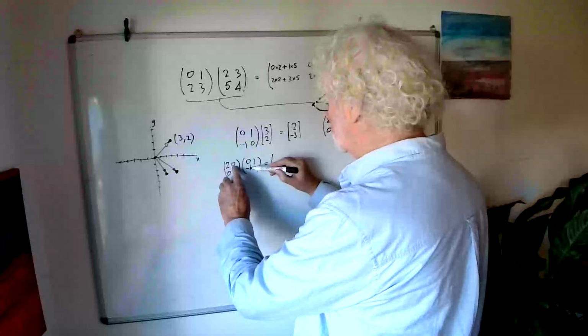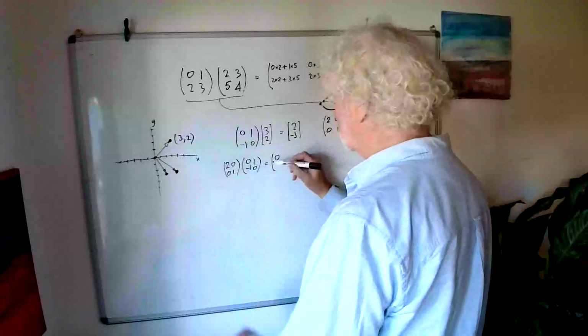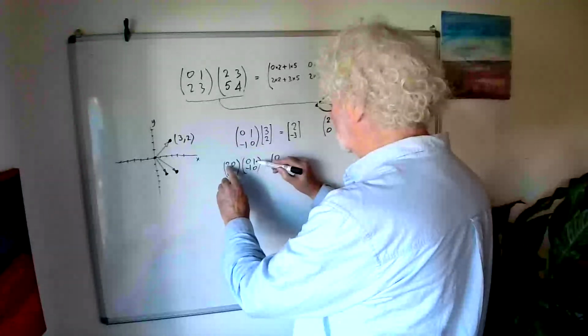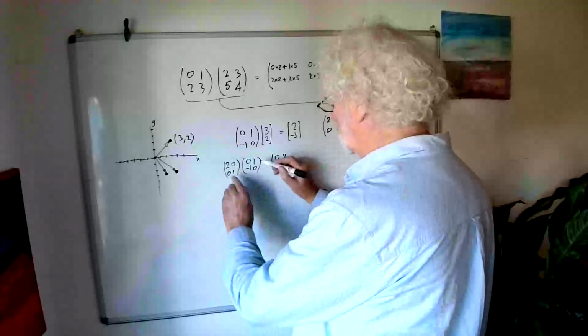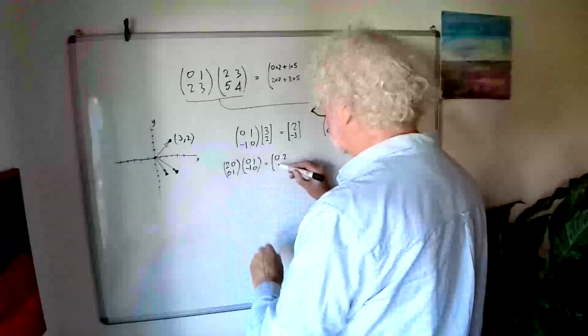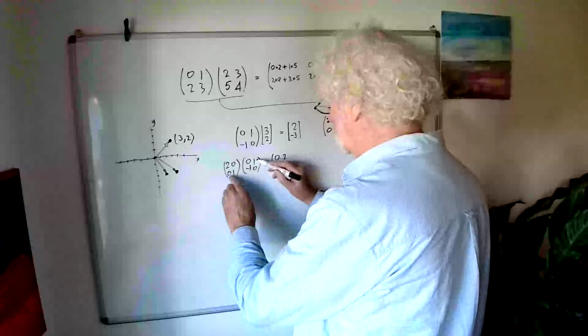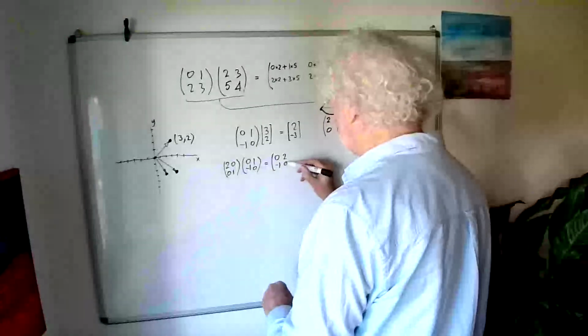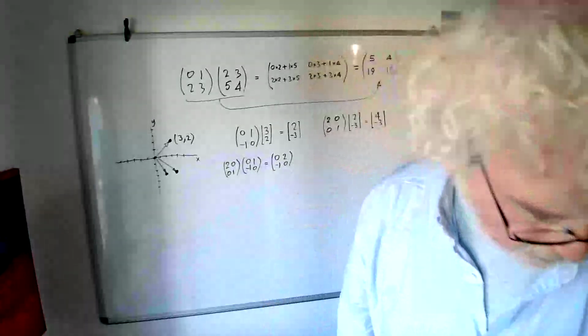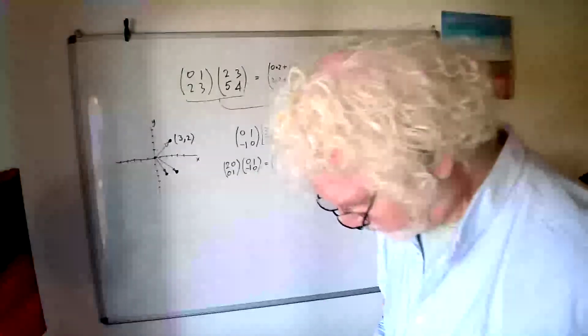0, 0, 2, minus 1, 0. Is that what I got before? I think so.